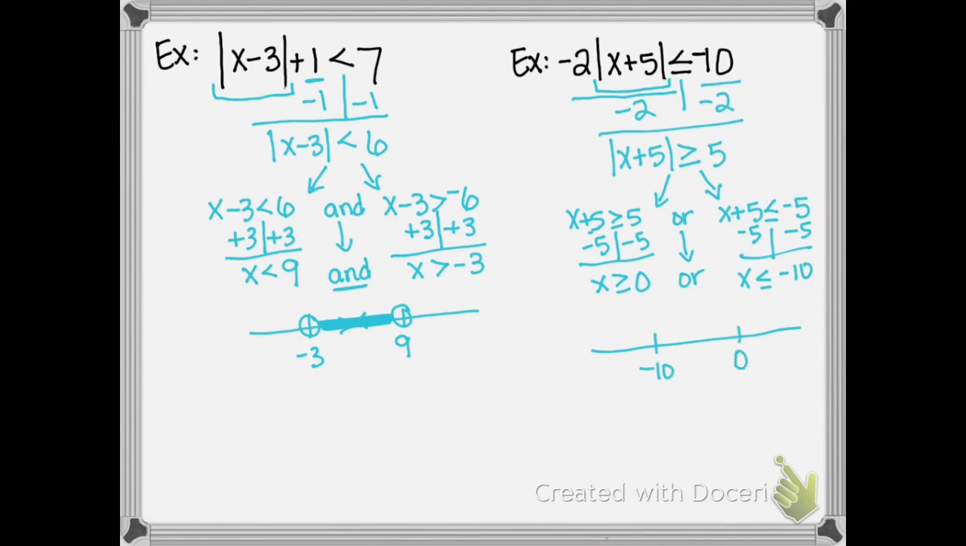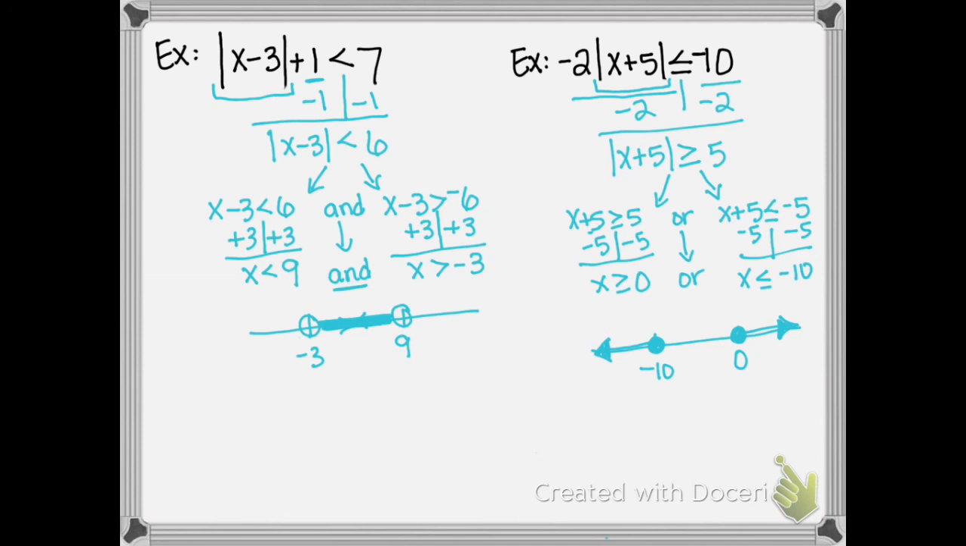Okay, this time they are both or equal, so I'm going to have closed circles. x greater than or equal to 0 means the arrow is going to go to the right. x less than or equal to -10 means the arrow is going to the left. Or just wants you to graph them together. It does not need to have the overlap. We just unite the solution set.